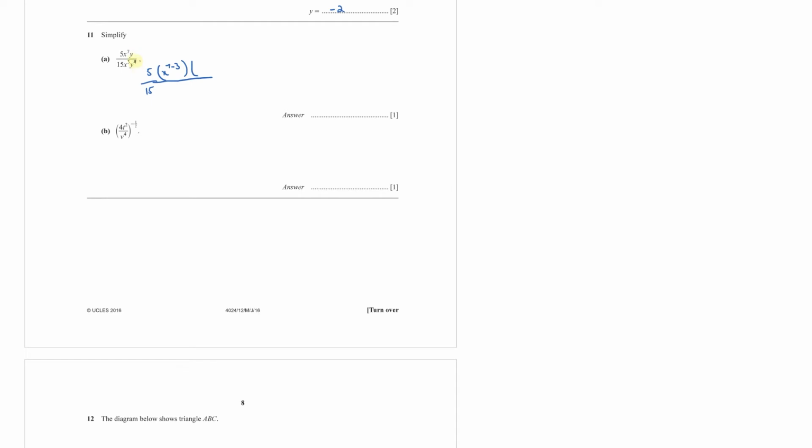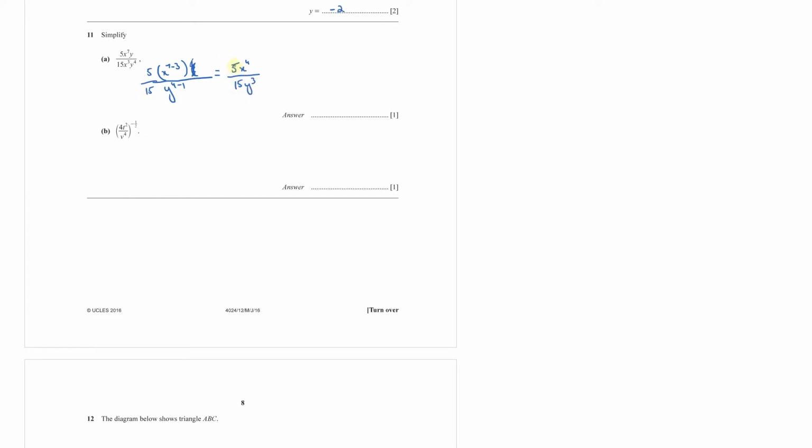Since y's power is greater in the denominator, we can bring the one in the numerator down to the denominator to get y to the power 4 minus 1. So you can ignore this. You get 5 times x to the power 7 minus 3, which is 4. So 5x to the power 4. And then in the denominator, you get 15 and then y cubed here.